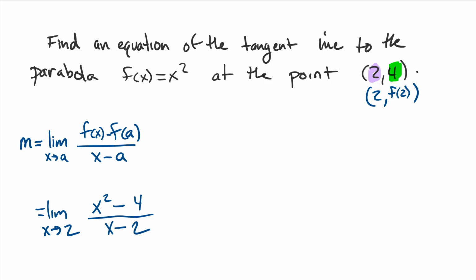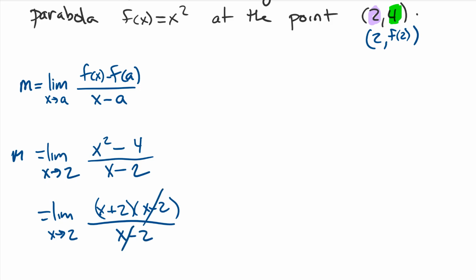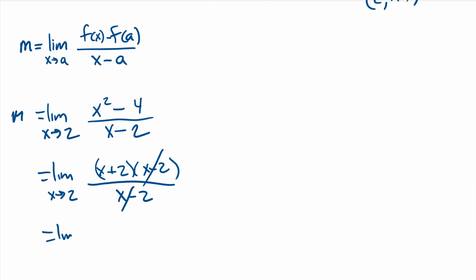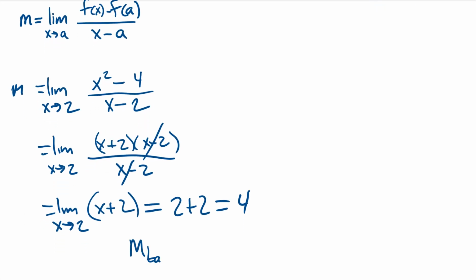I think we've seen this problem before. I think we've done a limit like this. So now we're just going to hustle. It's clear that we're going to use a difference of squares up top. Cancel, cancel, cancel. And we're going to get that the limit as x tends towards 2 of x plus 2 is equal to 2 plus 2, which equals 4. Now this is the slope of our tangent line. The slope of the tangent is equal to 4.